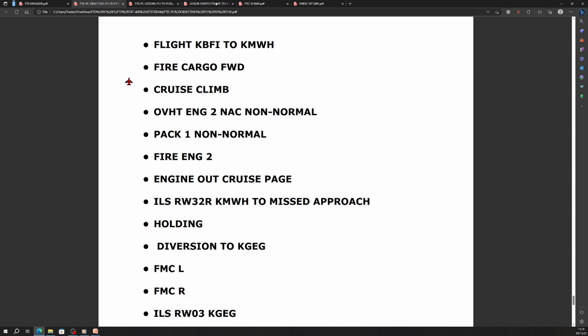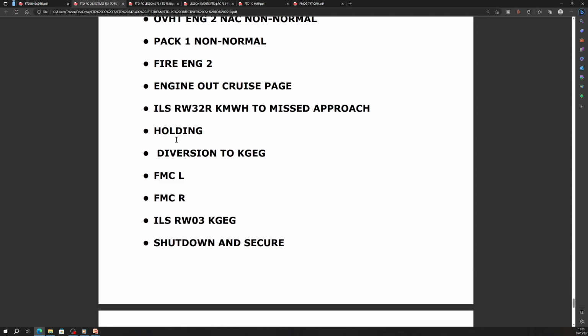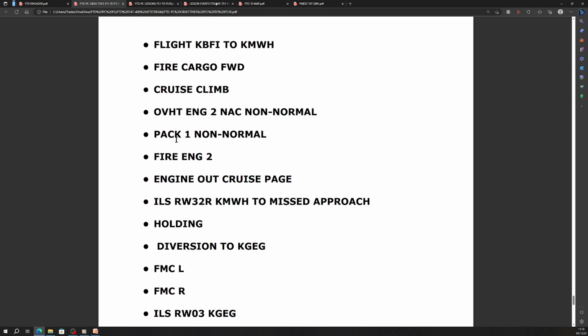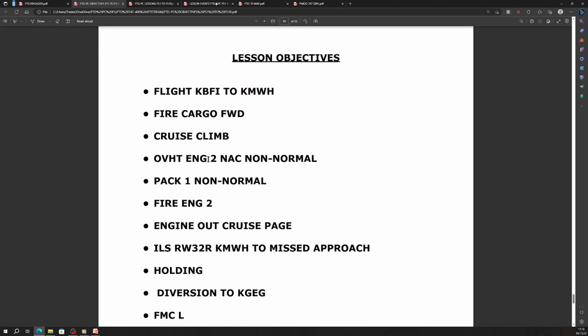We'll go to the engine out cruise page. We go into Moses Lake, do the ILS approach to a missed approach with an inboard engine out. And then we proceed to the modified holding pattern that was given to us. There'll be a diversion to Spokane, and then on the way to Spokane, there'll be a left FMC failure, then a right FMC failure, and then the ILS into Spokane, shut down and secure. They don't mention the route modification, but I think there's a route modification in here as well.